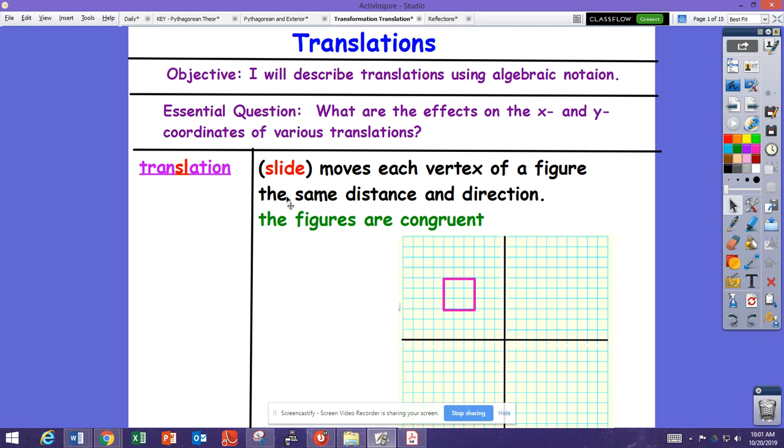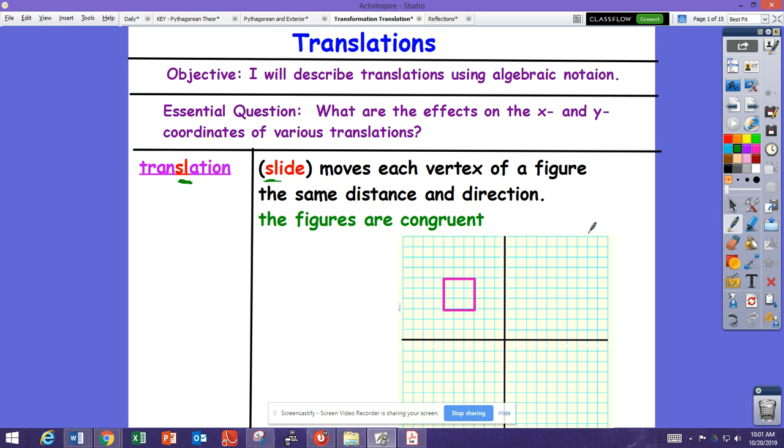First, a definition. A translation, maybe referred to as a slide, moves each vertex of a figure the same distance and direction. The figures will be congruent after the translation. You can remember that a translation is a slide. There's an SL in translation, and slide also starts with SL. So that may be helpful.